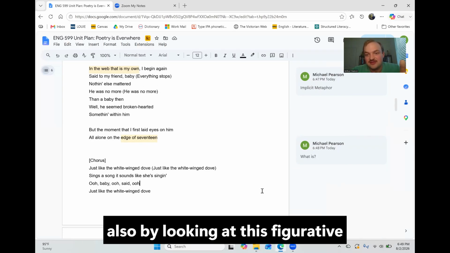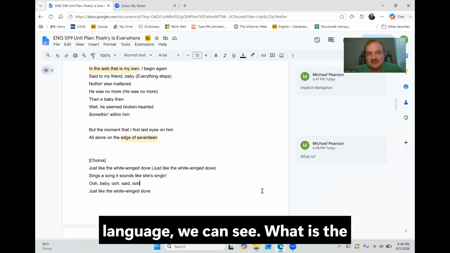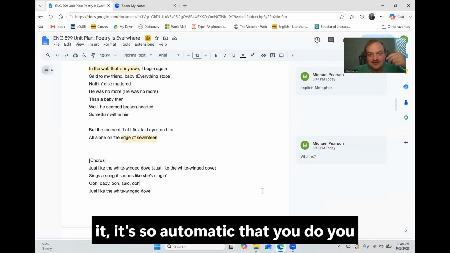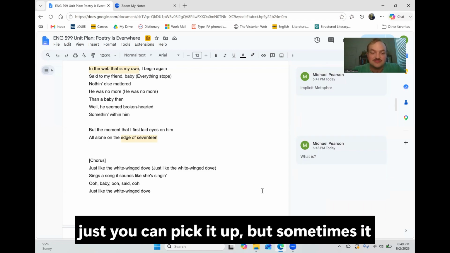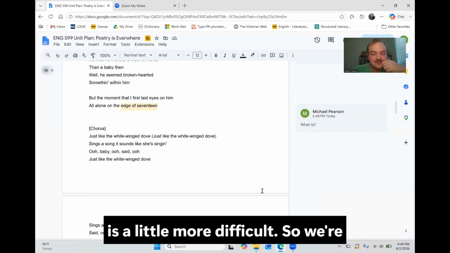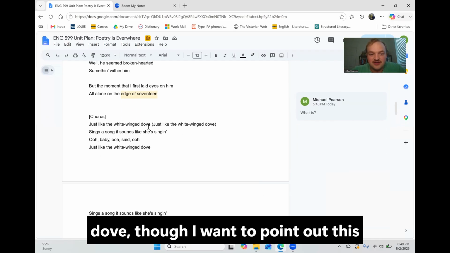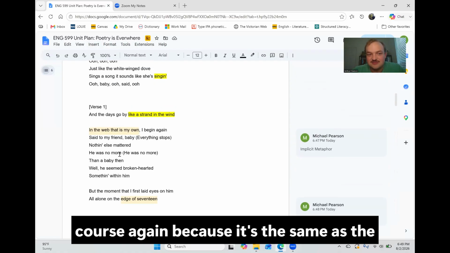And also by looking at this figurative language, we can see what the song is about. Usually when you hear it, it's so automatic that you can pick it up, but sometimes it is a little more difficult. So we're going back to "just like the white-winged dove," though I want to point out this chorus again because it's the same as the chorus up here.